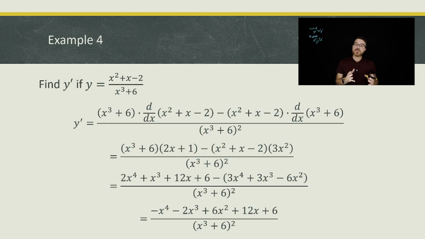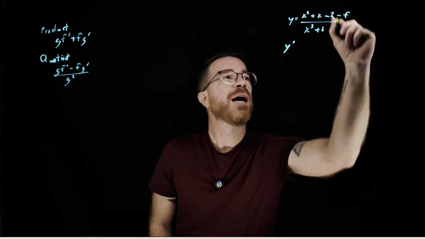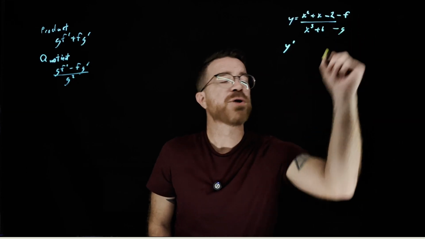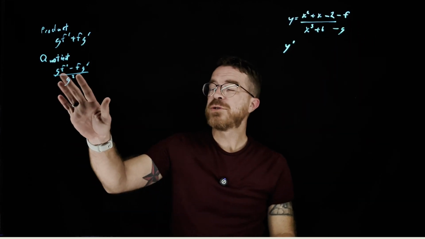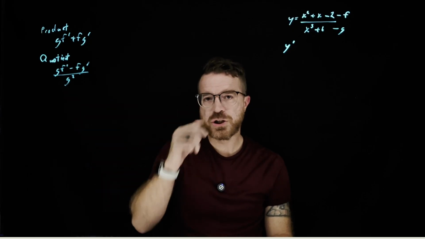Okay, so we've done some examples with the product rule. Now let's do one with the quotient rule. So we have y is equal to x squared plus x minus 2 divided by x cubed plus 6. And we want to figure out what is the derivative. So we want to figure out what y prime is. So in this case, this top term is my f, this bottom term is my g. So we're going to be using the quotient rule, g f prime minus f g prime divided by g squared.